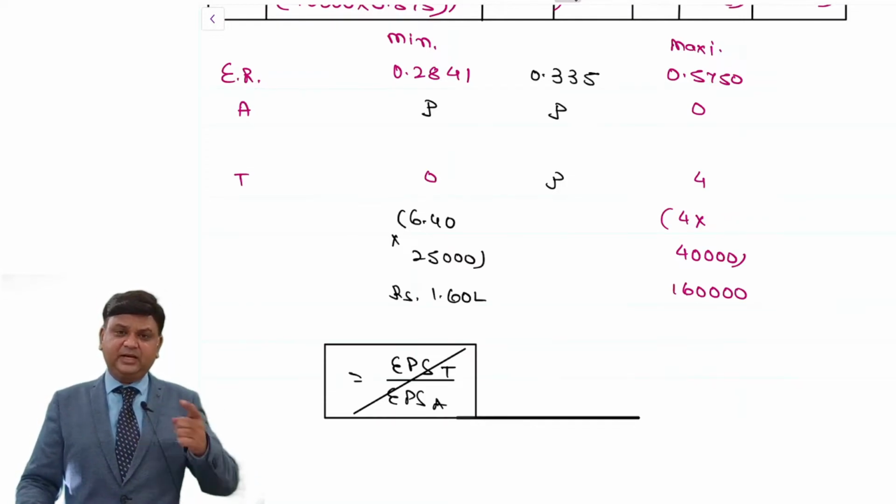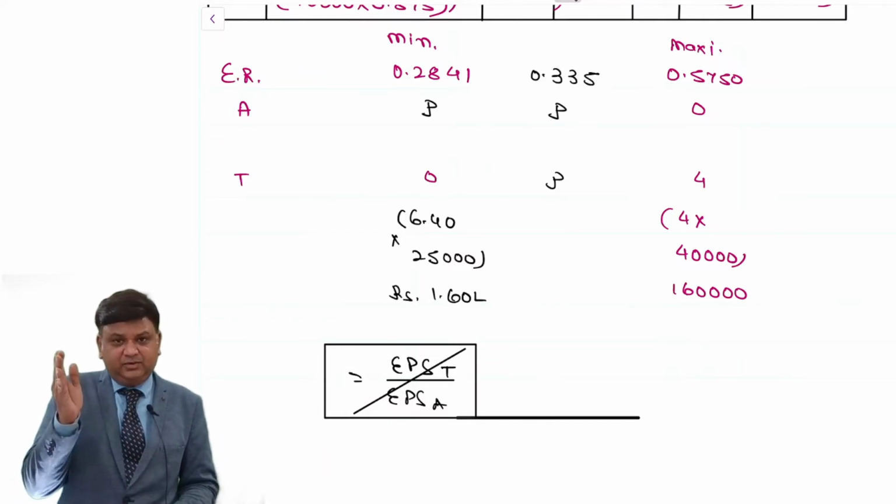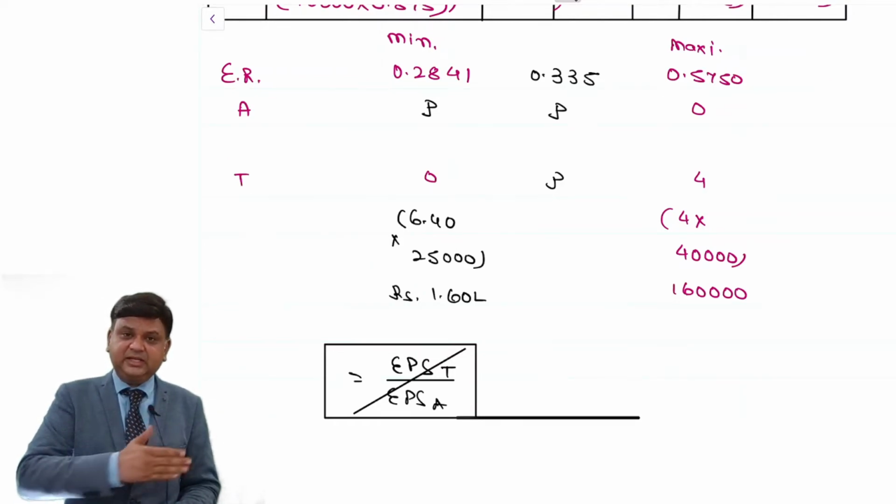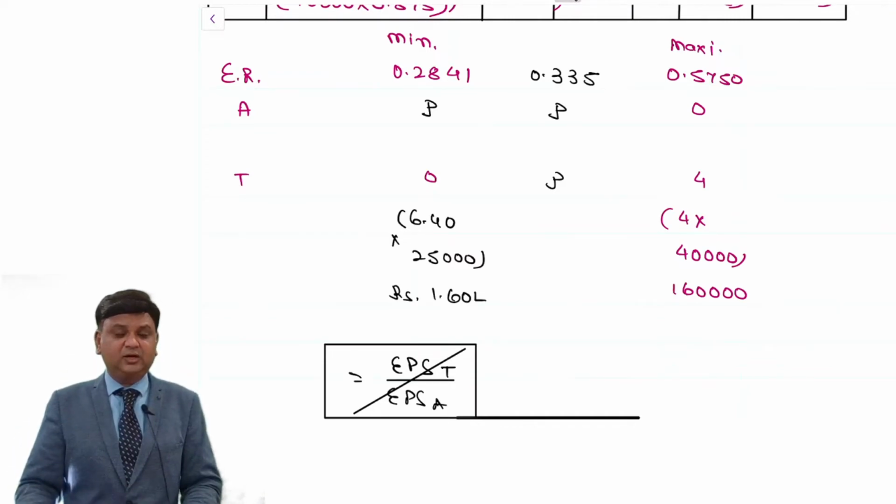If the acquiring company has more negotiation power, then the exchange ratio will be near to 0.2841. And if the target company has more negotiation power, then the exchange ratio will be near to 0.575. This is what we understand.